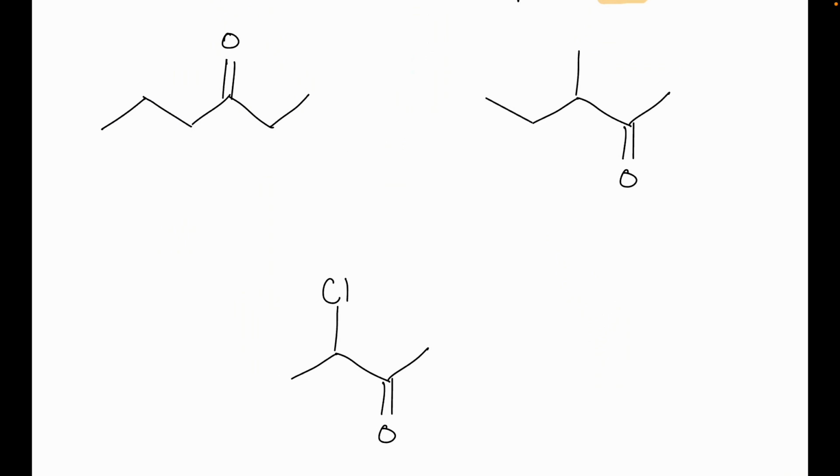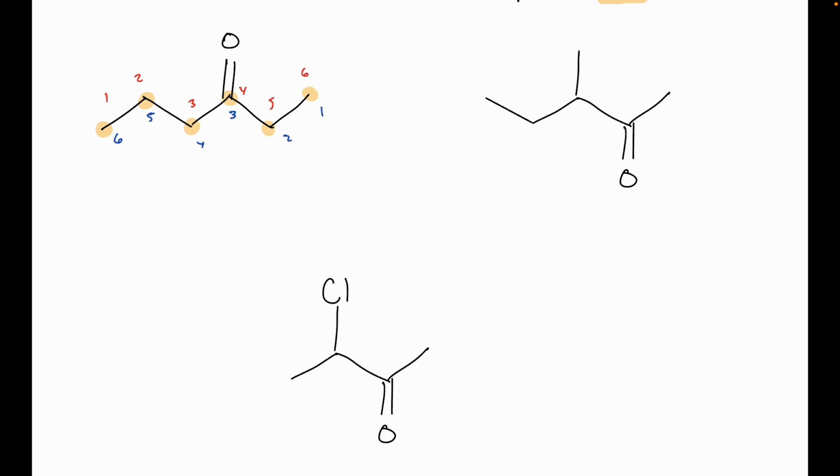Right, so I'm going to find my parent chain. 1, 2, 3, 4, 5, 6 carbons. Okay, I'm going to number my parent chain. 1, 2, 3, 4, 5, 6. Go the other way. 1, 2, 3, 4, 5, 6.